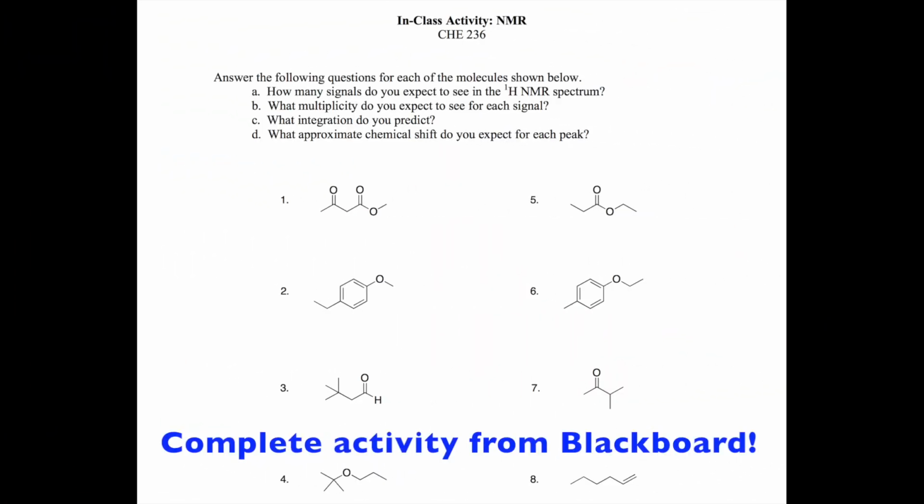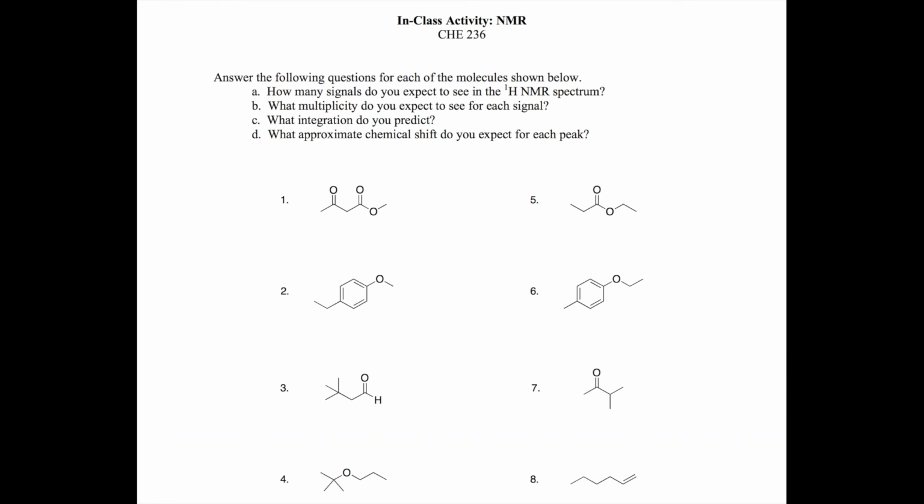You now have enough information to complete the in-class activity that asks you to make predictions about the NMR spectra for 8 different molecules. As you begin your study of NMR, the first thing you need to focus on is understanding why spectra look the way that they do. That is to take a structure and make predictions about the spectrum from the structure. Because as we continue into spectral analysis, we're going to be proposing structures and seeing if our structures fit the data.